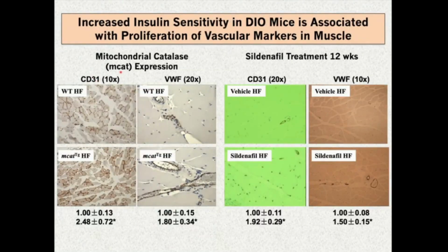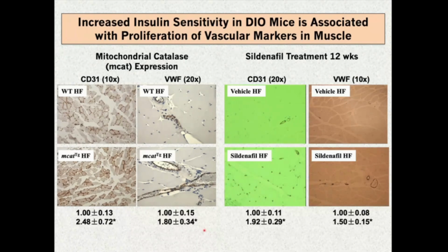Now, in looking at these mice, here we looked at capillary endothelial cell markers, CD31 and von Willebrand factor, in the catalase expressing and mitochondrial catalase expressing mice and sildenafil treated mice. What you can see here that's notable is that the capillary markers are dramatically increased. So not only is there less extracellular matrix, but there's more capillary proliferation.